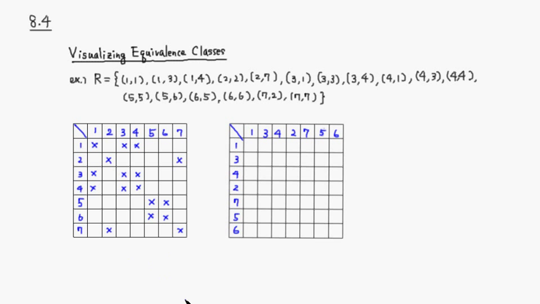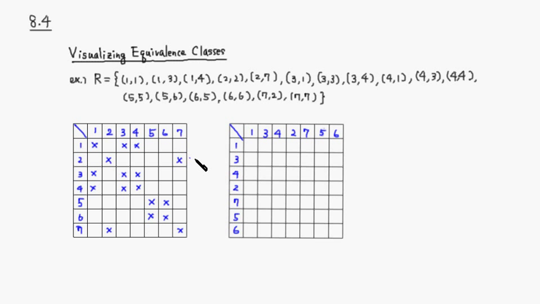Since an equivalence relation is reflexive, you can see that the whole diagonal is filled with x's. And also, if you look at the upper triangle, you can see there's a symmetry. Here you have 1 is related to 3, then 3 is related to 1. For example, 2 is related to 7, and 7 is related to 2, and so on. So you have a symmetry between the upper triangle and the lower triangle.